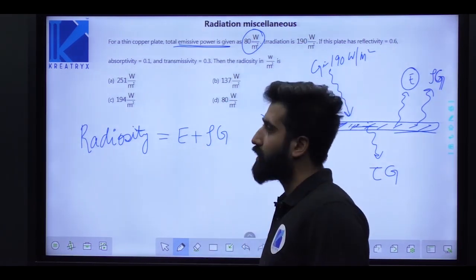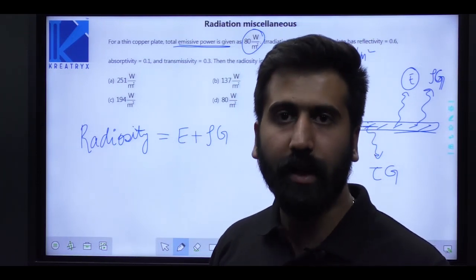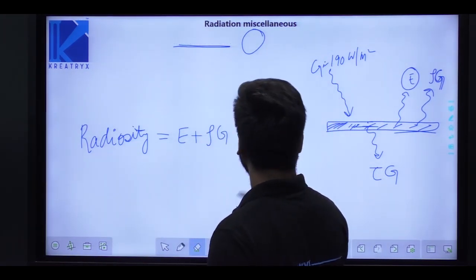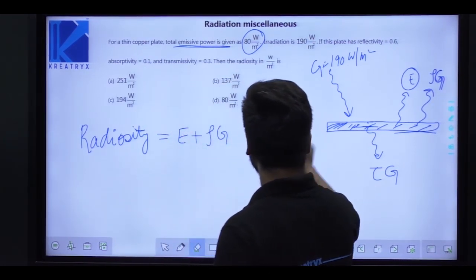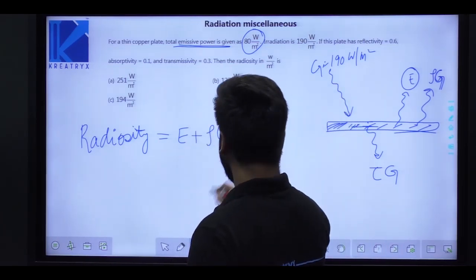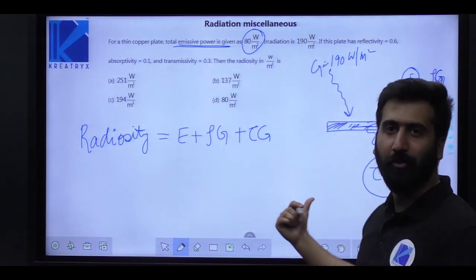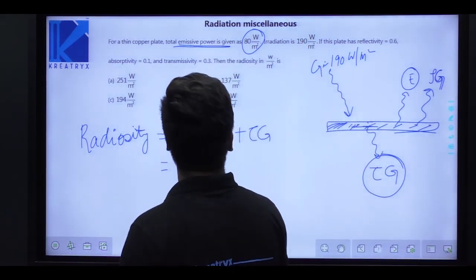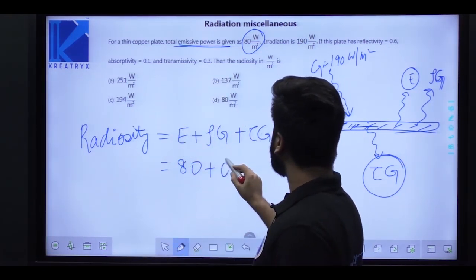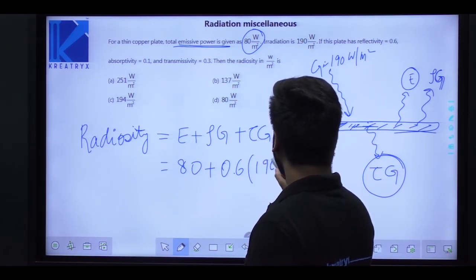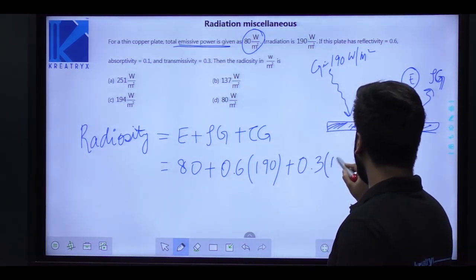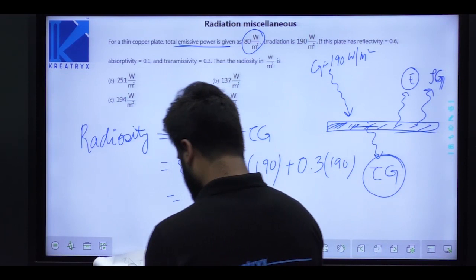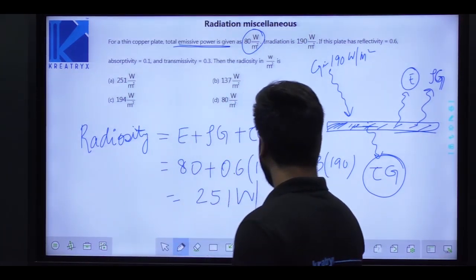But this is wrong. Radiosity is the total amount of radiation energy leaving the surface, and it will be equal to E plus rho G plus tau G also, because this portion is also leaving from the plate. So this will be the radiosity in this case. Now you can solve this. E is 80, rho is 0.6 G, G is 190, plus tau, 0.3 times 190. Solve it, and the answer will be 251 watt per meter square.